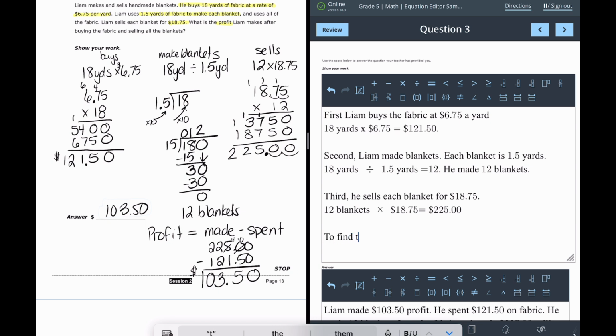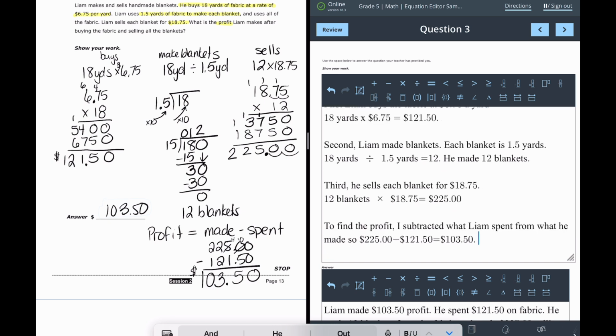To find the profit, I subtracted what he spent from what he made. So 225 minus, and how much did he spend? 121.50 is equal to 103.50. All right, and that's it.